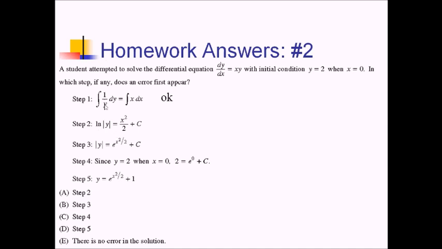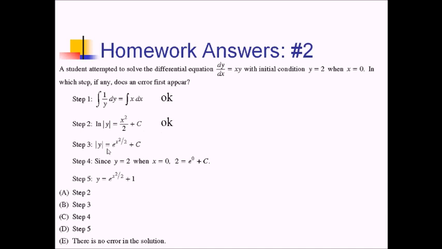Next step would be to take the antiderivative and actually apply the correct rules. Well, the antiderivative of 1 over y is ln absolute value of y. Very good. X does become x squared over 2, or 1/2 x squared, and the student even remembered the plus c in case you were checking for that. Awesome sauce. Let's keep going.